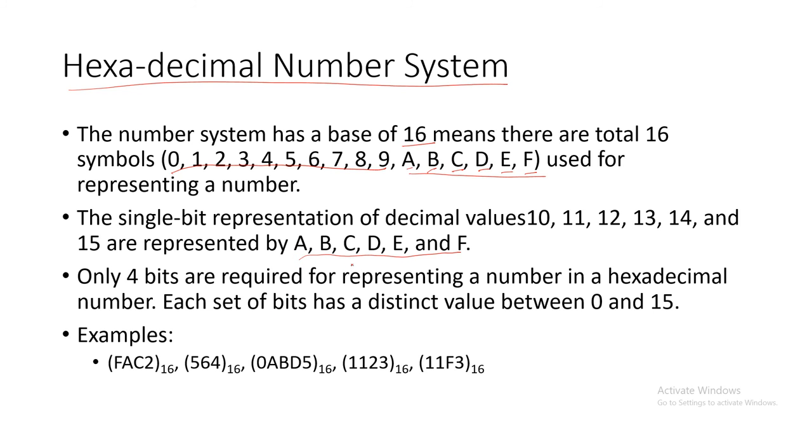Only 4 bits are required for representing a number in hexadecimal. Each set of bits has a distinctive value from 0 to 15. So how many bits do we need? 4 bits. Why 4 bits? Because 2 to the power 4 is equal to 16, and there are 16 different symbols in the hexadecimal number system. That is the reason we need 4 bits. So these are the examples. As the base is 16, we can clearly call them hexadecimal numbers.